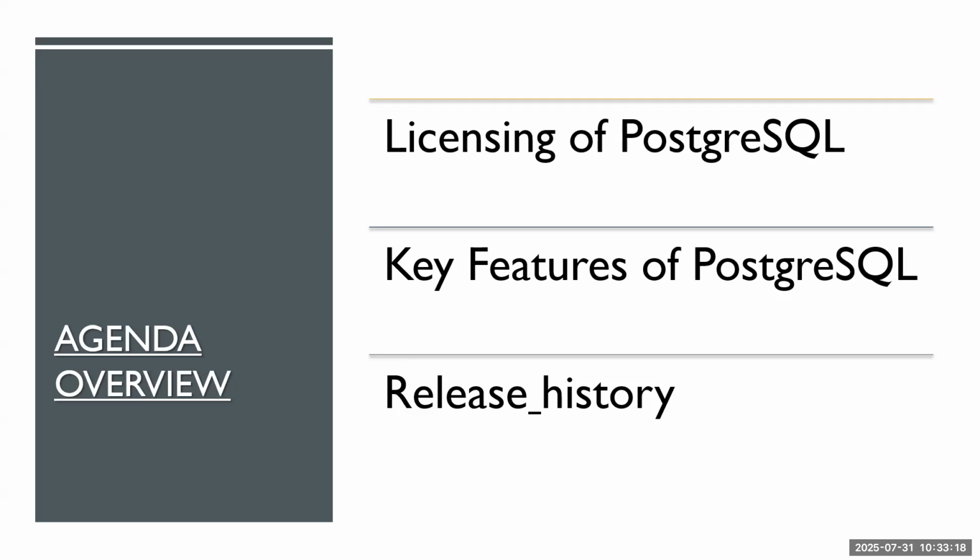Our main agenda today is licensing, key features, along with the release history. What versions are available, and since when? Like with SQL Server, if someone asks from which version to which version you got a chance to work, we should have a better idea: from so and so version to so and so version, I worked in the real world. To explain that, you must know what versions Postgres has released over the years. Now we are in 2025. That is the information we are going to discuss today.